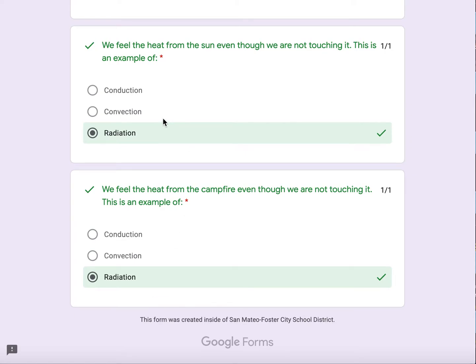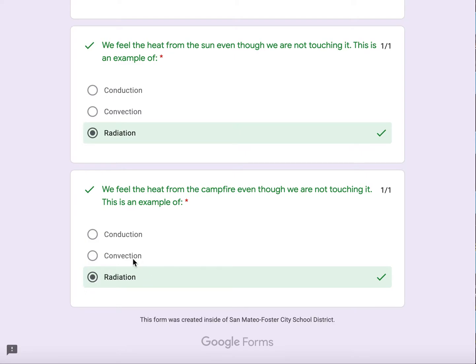Last two questions. We feel the heat from the sun even though we are not touching it. This is an example of radiation. Again, the sun is over 92 million miles away from us, but we still feel the heat from the sun. Another example closer to us: we feel the heat from a campfire even though we are not touching it. This is also an example of radiation.